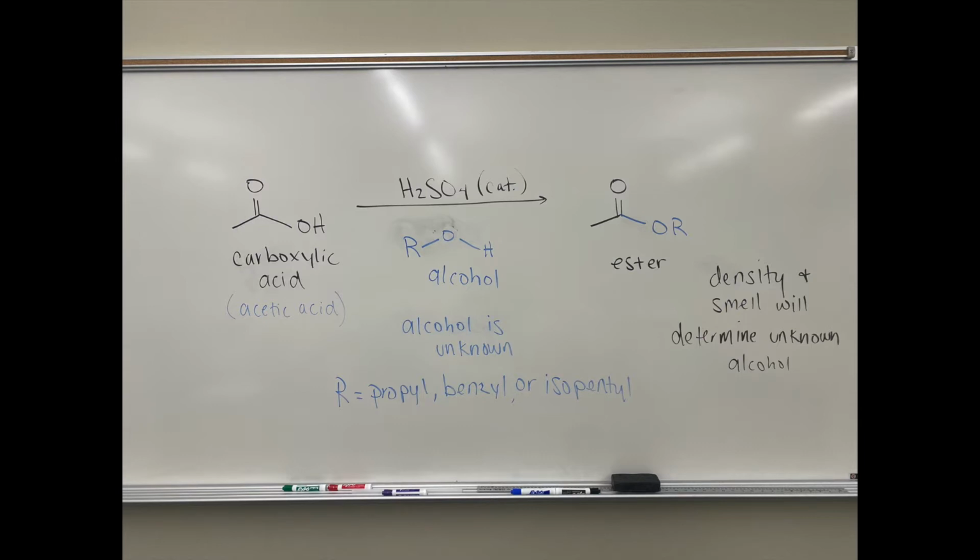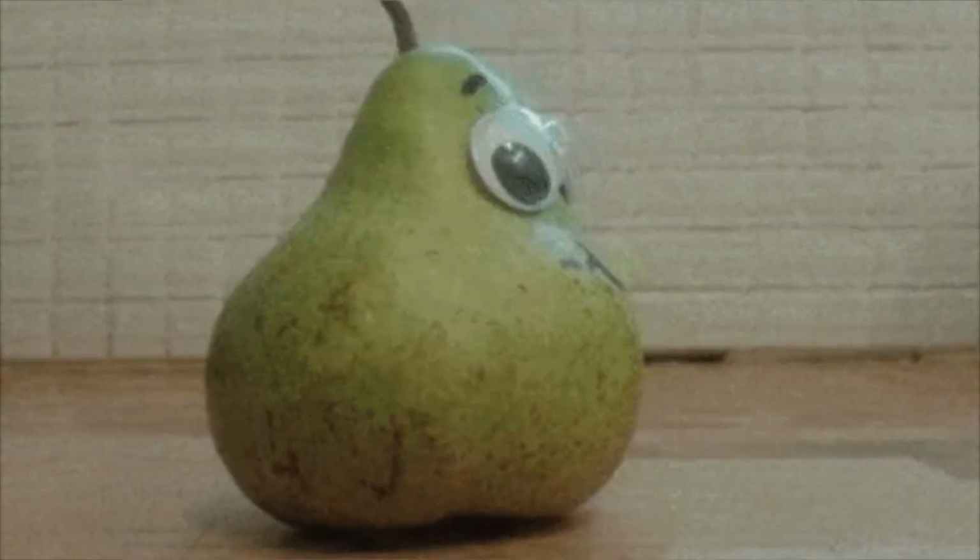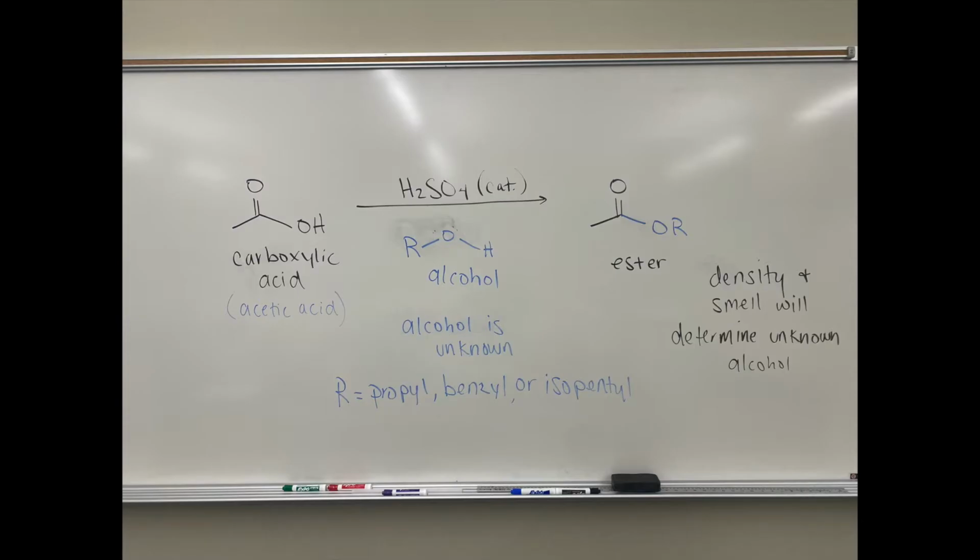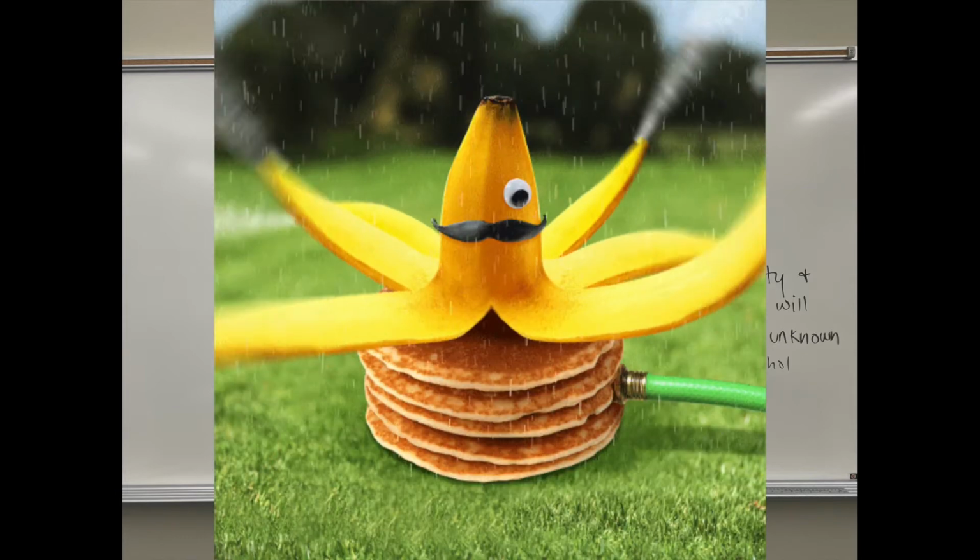So some of the smells could be peach. In that case, you would have formed the benzyl ester. When the R group is propyl, the smell is like a pear scent. And then if R is isopentyl, coming from isopentyl alcohol, the ester will smell like banana.